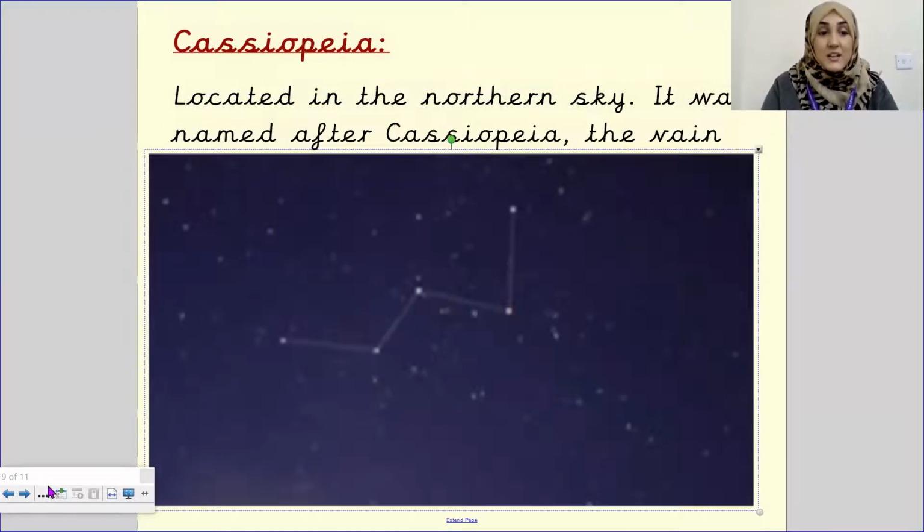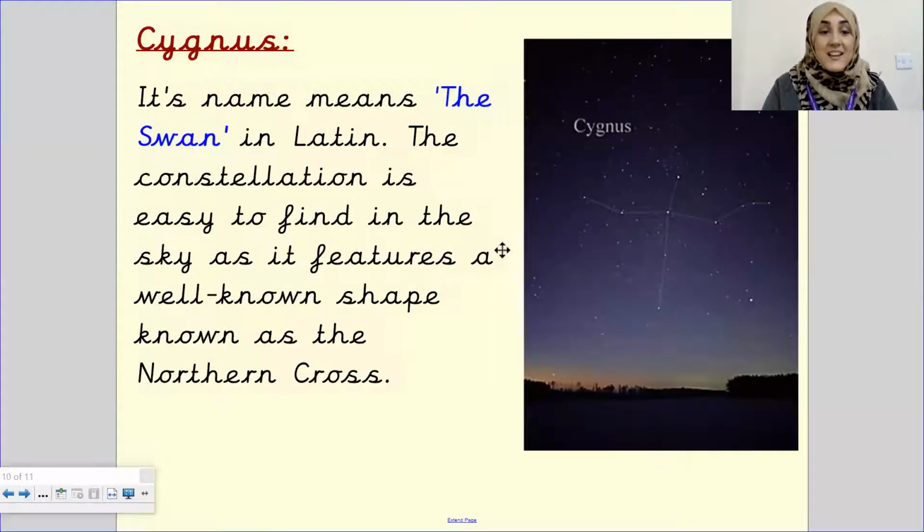Okay, so you never know, you might look out your sky on a starry night and see the Cassiopeia. Okay, and the last one that we are going to be looking at is called the Cygnus. Its name means the swan in Latin. The constellation is easy to find in the sky as it features a well-known shape known as the Northern Cross.